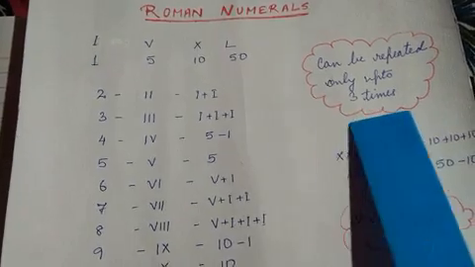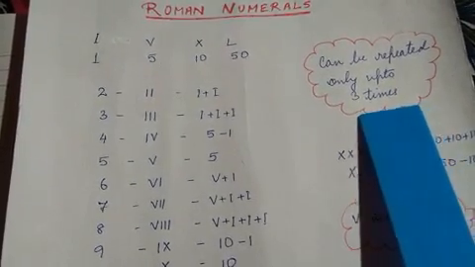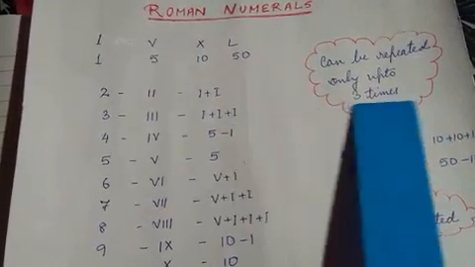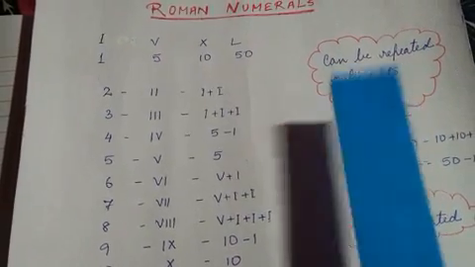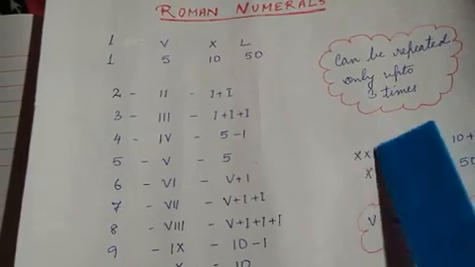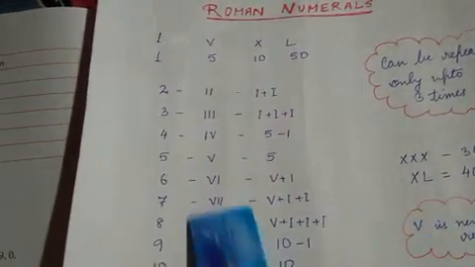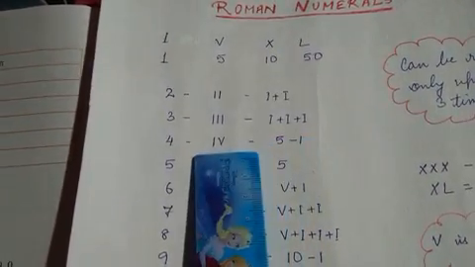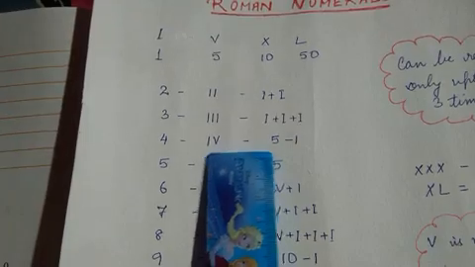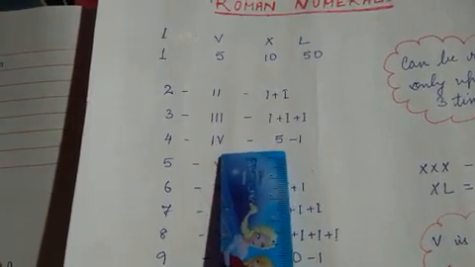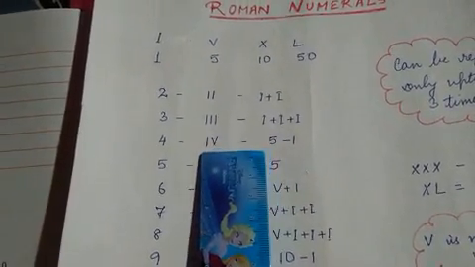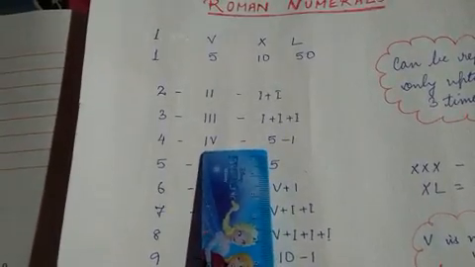There is one more thing which I would like to show you here. A sign can be repeated only up to 3 times. It means they cannot be repeated more than 3 times. Like here, number 4: we cannot write 4 times the sign, that will be wrong.